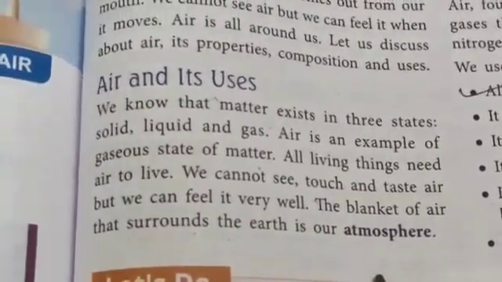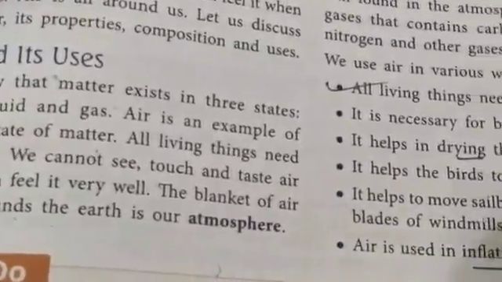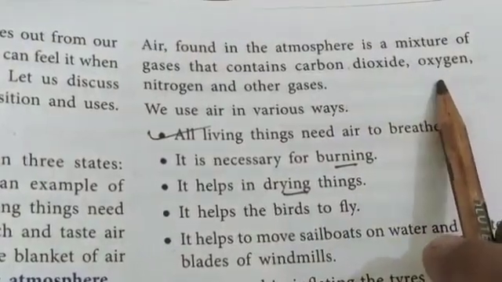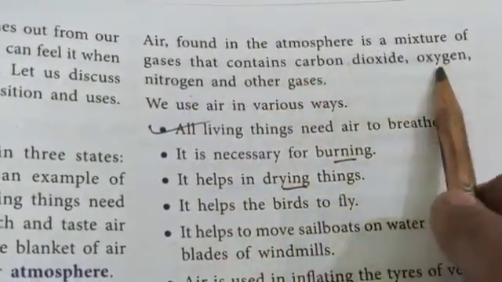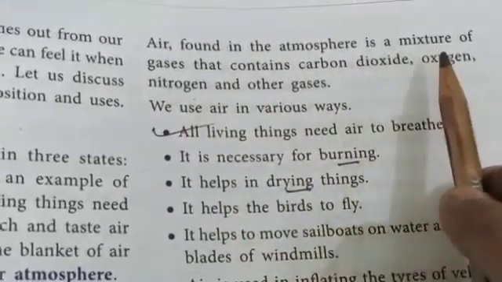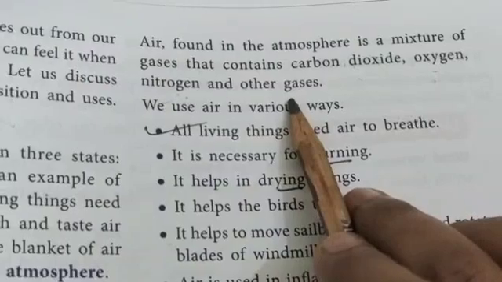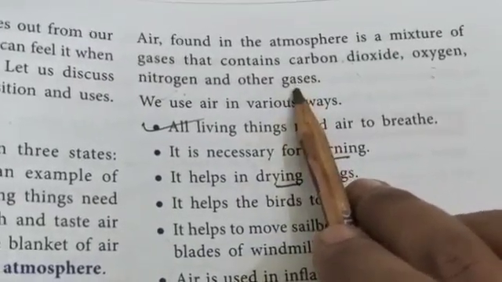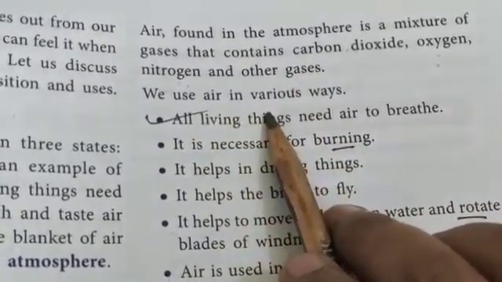Now children, in the air mainly we have 3 gases: the carbon dioxide, oxygen and nitrogen. These 3 are the main gases present in the air. There are other gases also, but they are in very small quantity. Now let's see how we use air.